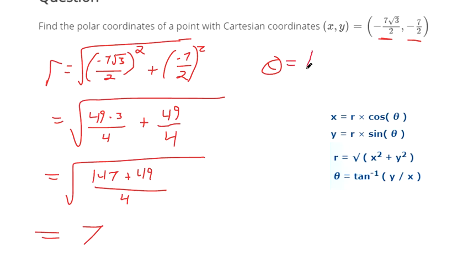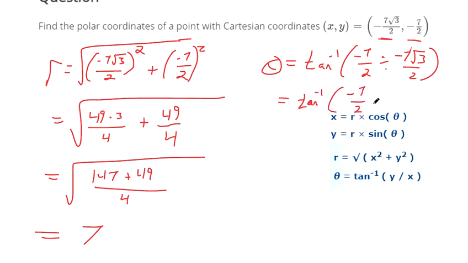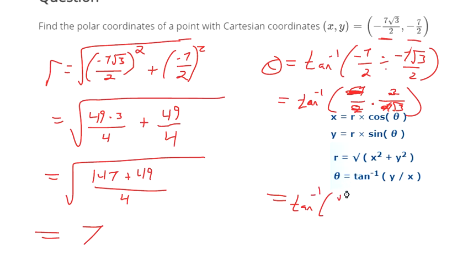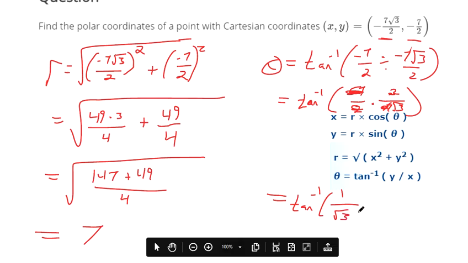Theta is going to be inverse tangent, or arctangent, of negative 7 over 2. That's our y. And then I'm rewriting it with the division symbol, divided by negative 7 square root of 3 over 2. And so that's inverse tangent, not tangent to the negative first power. Negative 7 over 2 times 2 over negative 7 square roots of 3. So cross cancel these, cross cancel these. So we're asked for inverse tangent of 1 over the square root of 3.